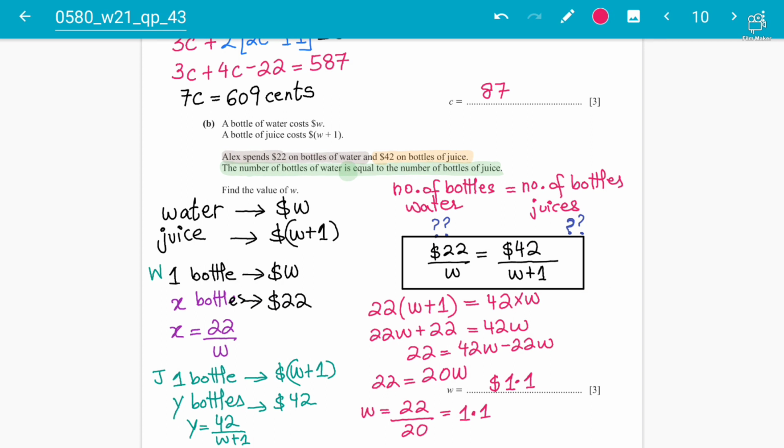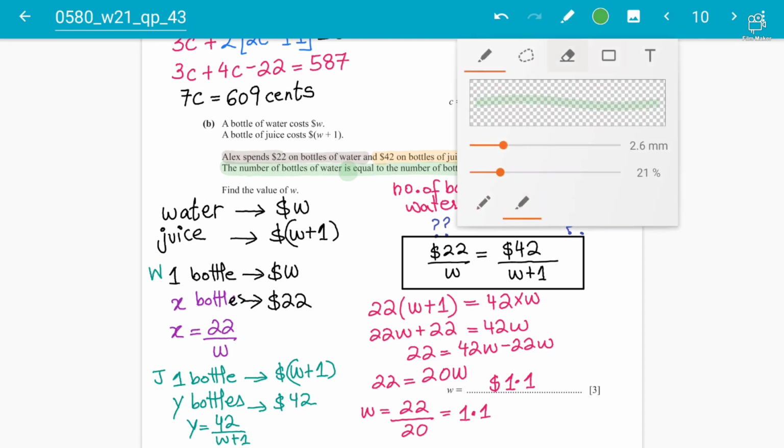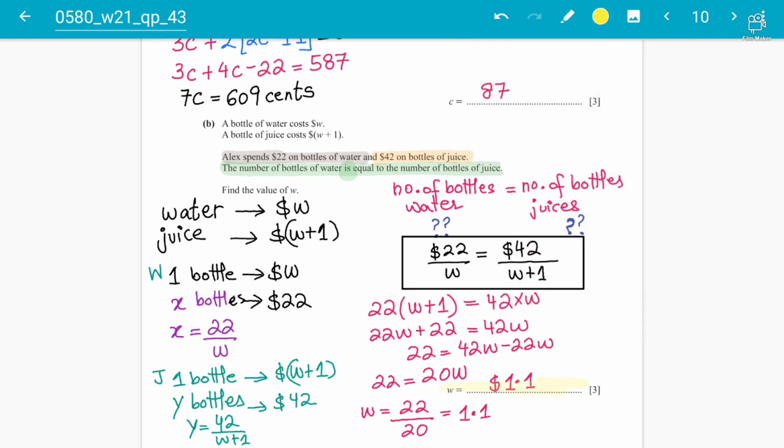Make sure they're asking you to find the value of W. They can ask you more tricky questions as well, like find the cost of the bottle of juice. Then you have to add $1 to this cost, okay? To 1.1, you might have to add the $1 as well sometimes. But in this case, it's very simple, they are asking you to find the value of W only. So make sure you follow the question carefully.